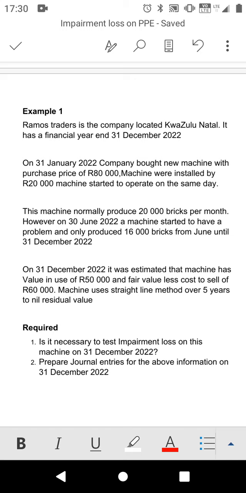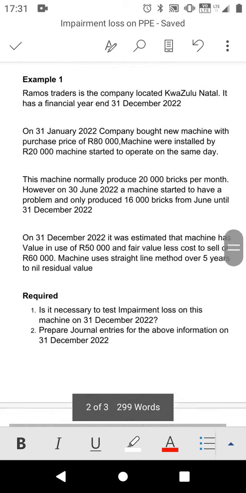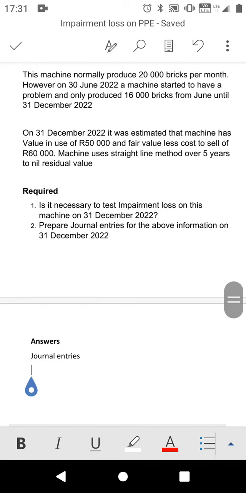Is it necessary to test the impairment loss? Yes. Even before you read the scenario, you already have a mark. Why? Because the principle said that items of property, plant and equipment must be tested for indication of impairment at the end of reporting period. Each and every reporting period we have to test for impairment. It doesn't matter what they said on a scenario. That's the point number one.